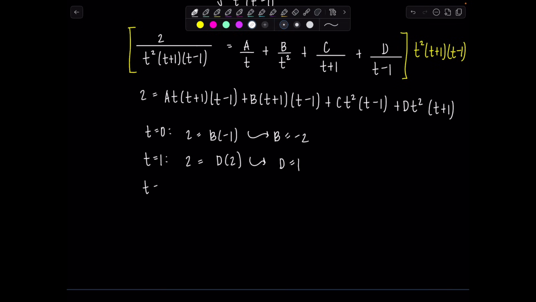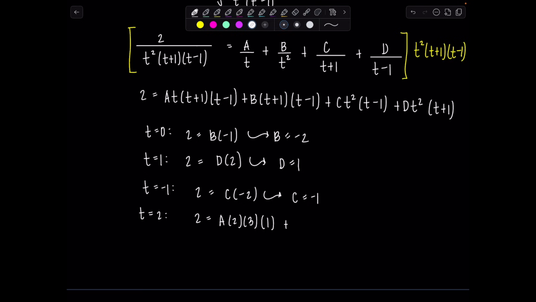Great. Now t is negative 1. I get 2 equals, everybody's 0 except for c times negative 2. So c is negative 1. And then you have to pick some other constant, right, to get a. So I chose 2. Then you get 2 equals a times 2 times 3 times 1.